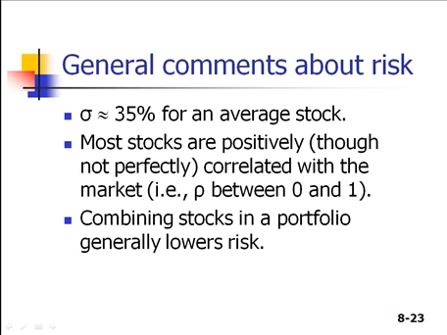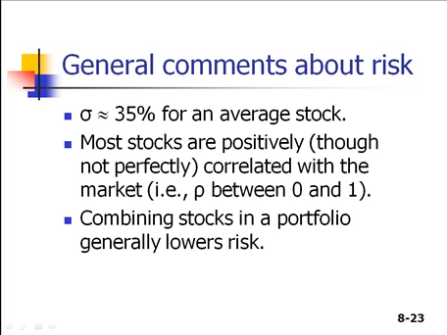All right, now when we combine stocks in a portfolio, we find that it generally lowers the risk of the portfolio, and that was certainly true in the example of the high-tech stock and the collection stock that we just did. Now, the amount of risk reduction that we get is going to be dependent on the correlation coefficient.